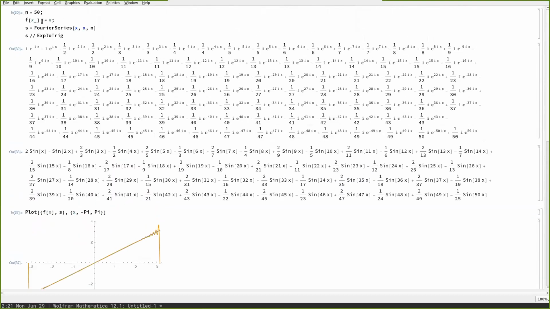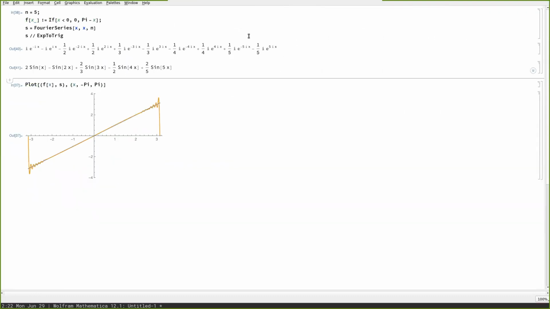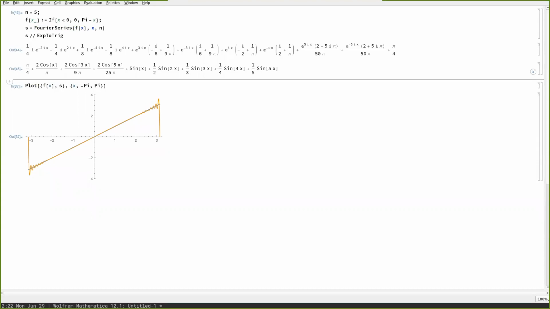And this time, let's change our function. So a next example that we did in one of the videos was to find the Fourier series for the function that is 0 if x is negative, and pi minus x if x is positive. So I calculated the Fourier series for my new example. Oops, I should do f of x here, not x. So here is the Fourier series for this new example.